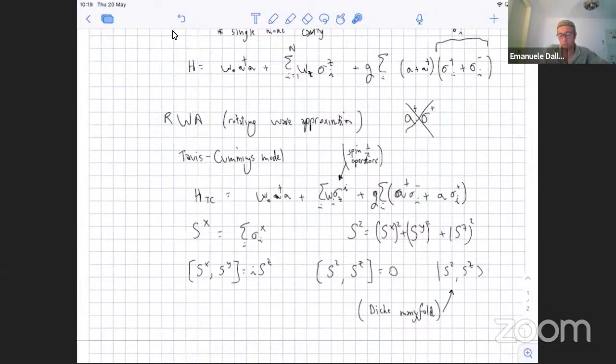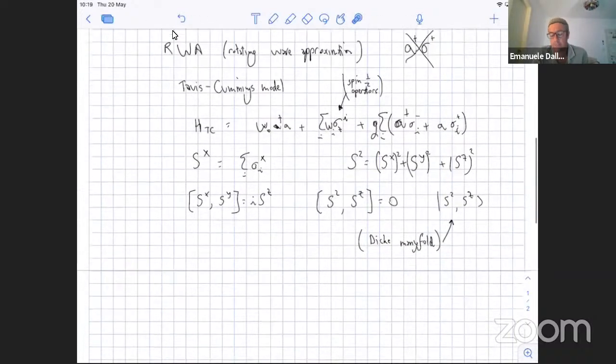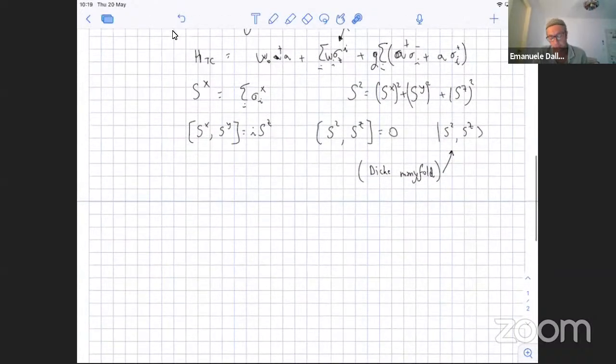I don't want to go into the details, but I just want to mention that in the quantum optics community, you may find the words Dicke manifold. It's important to know what they are talking about. It's just the total spin. Okay, good.